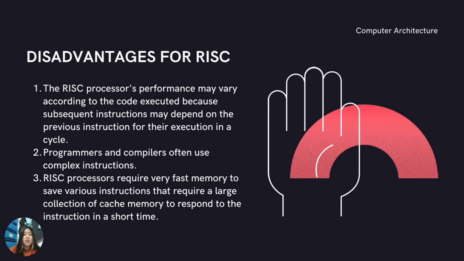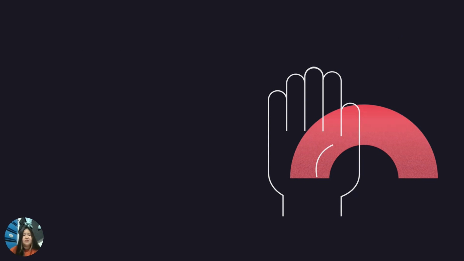Second, programmers and compilers often use complex instructions. Why? Because there are different programmers. They use different methods. So that's why other programmers may use complex instructions that might be hard for the RISC to execute. Third, RISC processor requires very fast memory to save various instructions that require a large collection of cache memory to respond to the instruction in a short time.